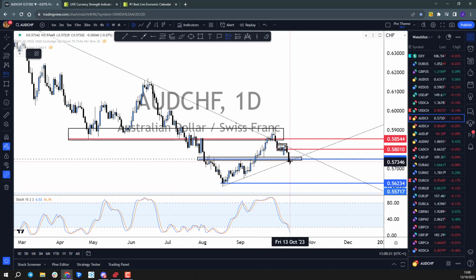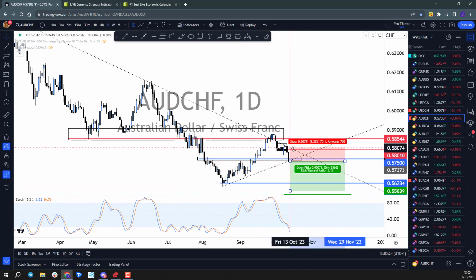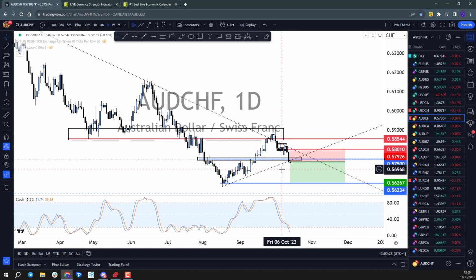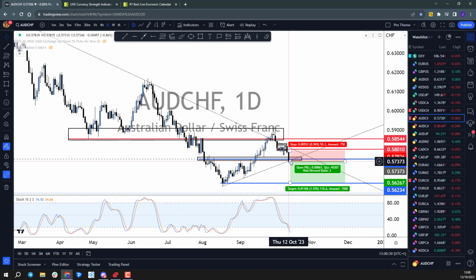The alternative move here could be a sell live with your stop loss above the daily high and then look to target. That's still a 2-to-1 return there, because what you don't want to see is price break above a previous daily high. If you're short, in theory, price should not create a new high. So that's also another option as well.